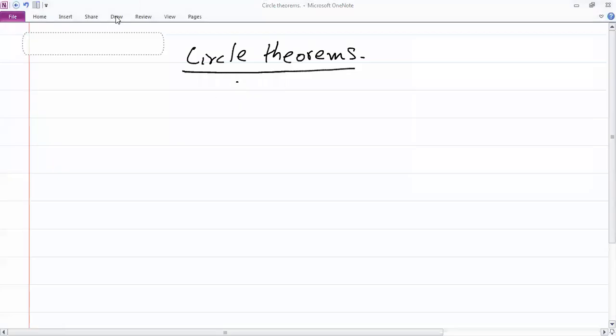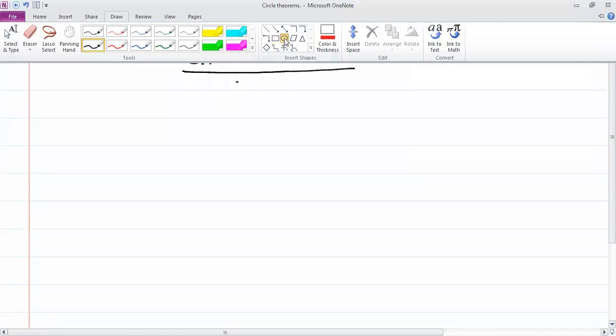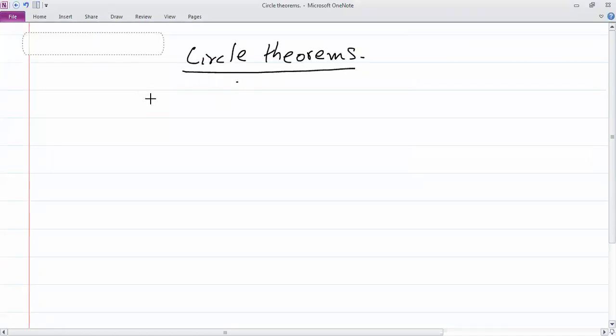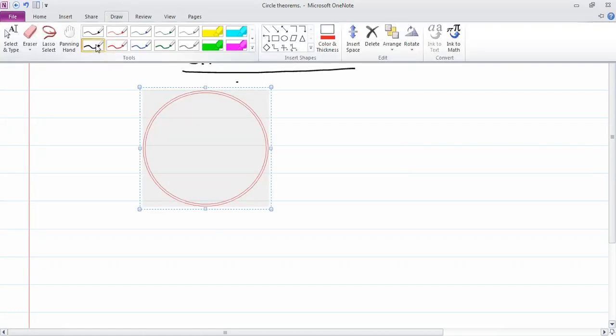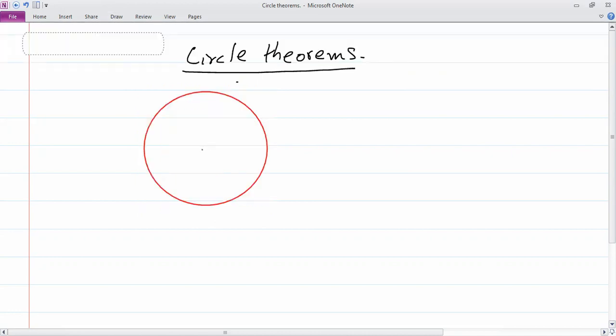For understanding the circle theorems, first we need to understand a few words about the circle. Okay. Let's say this is a circle. Of course, you are all aware of the center of the circle. The center is the point. The distance from the center to the circle, we call it radius. This is the radius of the circle.